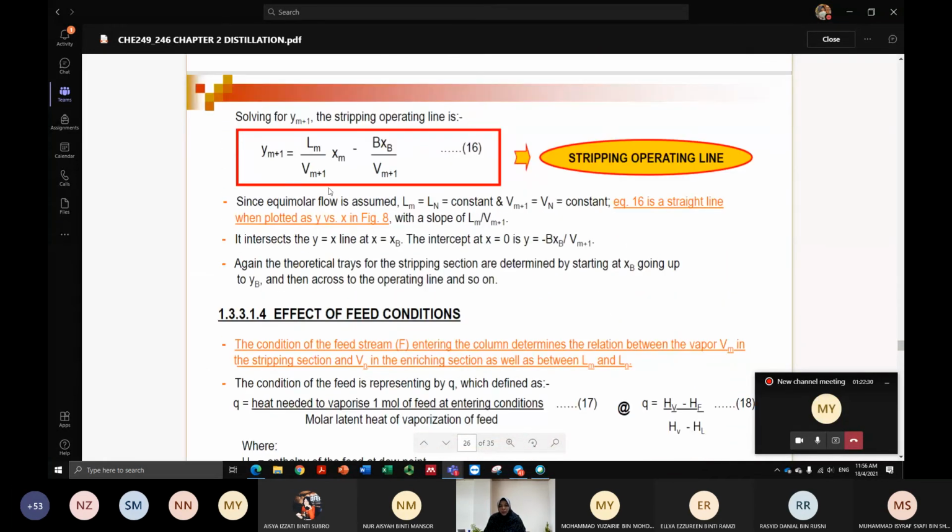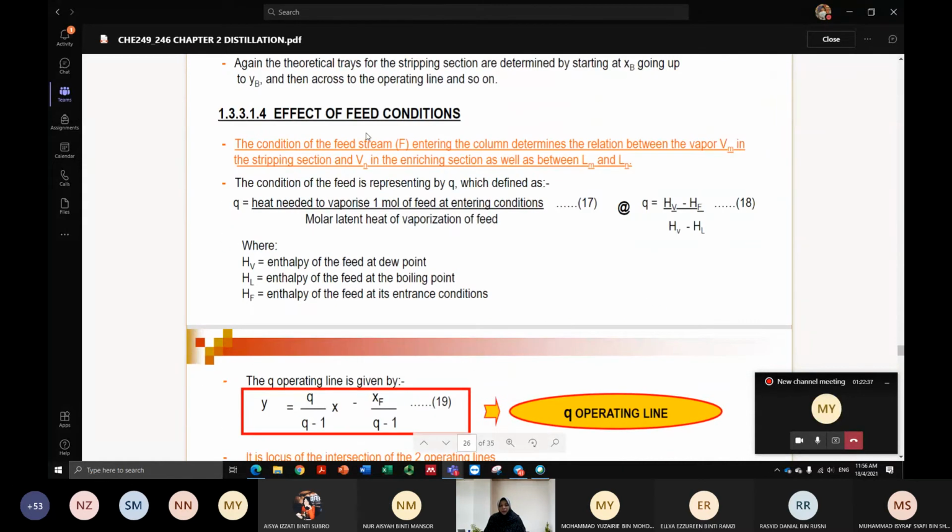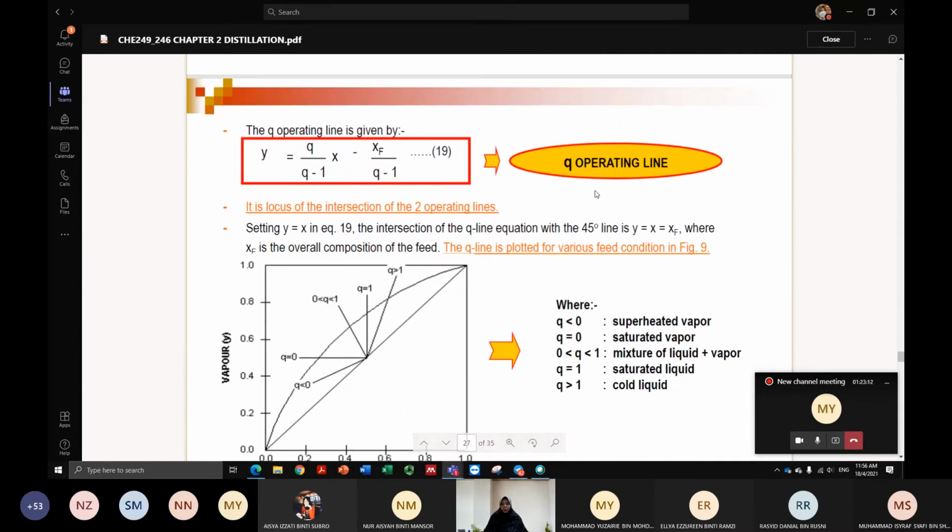Once you settle with the stripping operating line, we're going to look at the effects of feed condition. I mentioned this already. The feed condition can be liquid form, vapor form, or a mixture of vapor and liquid. The effects of feed condition will give you an extra operating line, called the Q operating line.